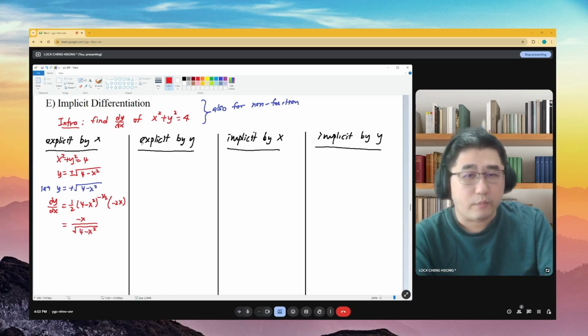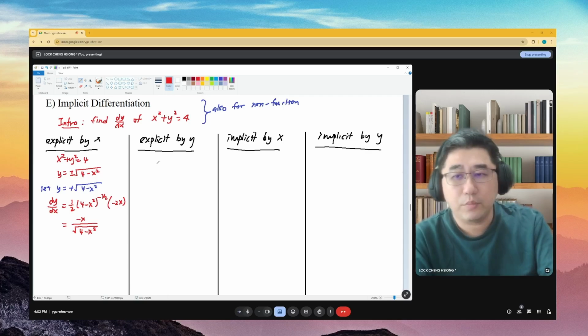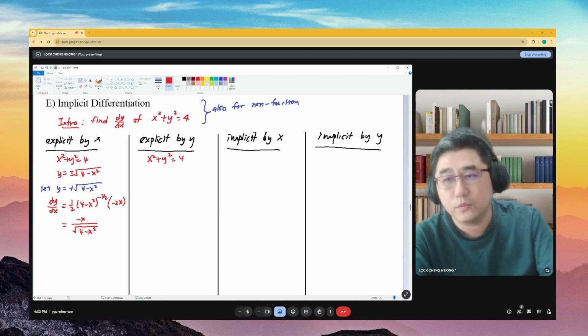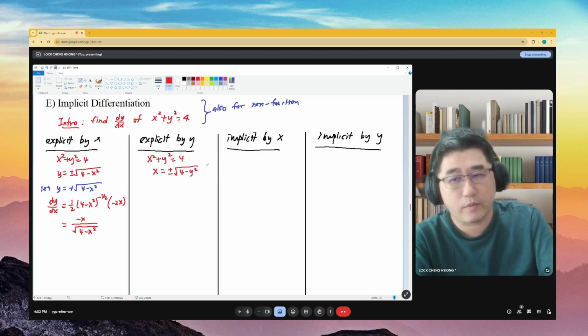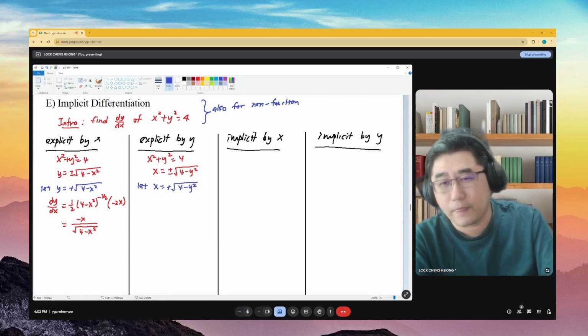Now let's move on to the second column. I have the same question, x squared plus y squared equals 4. Earlier I made y the subject, this time I make x the subject. So x as the subject will be plus minus square root of 4 minus y squared. Again, there is a plus minus sign. So for simplicity, I'm going to let x equal the positive square root of 4 minus y squared.